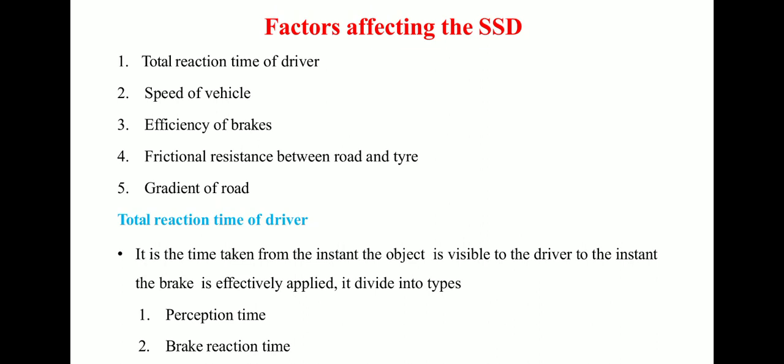On a single lane road where two-way traffic is permitted, the minimum stopping sight distance is twice that of the stopping sight distance to avoid a head-on collision. Okay, this you remember, all the points.